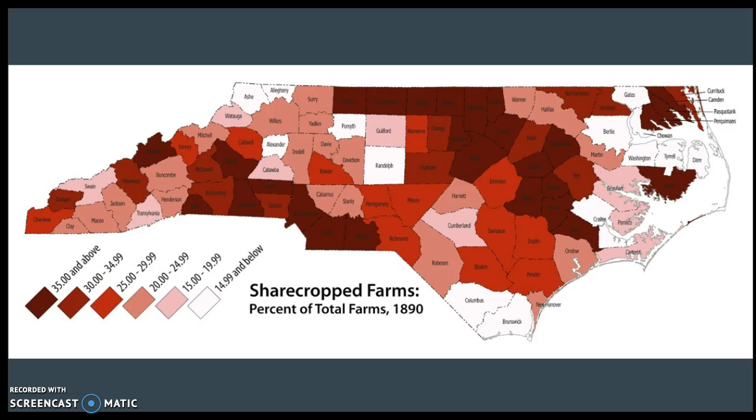This is an image which describes the amount of sharecropping in North Carolina in 1890. You can see that about 1/4 of the counties in North Carolina had 35 or more farms which had sharecropping. This picture describes the magnitude of sharecropping in the South during this time, and it puts into perspective the amount of sharecropping in the South.